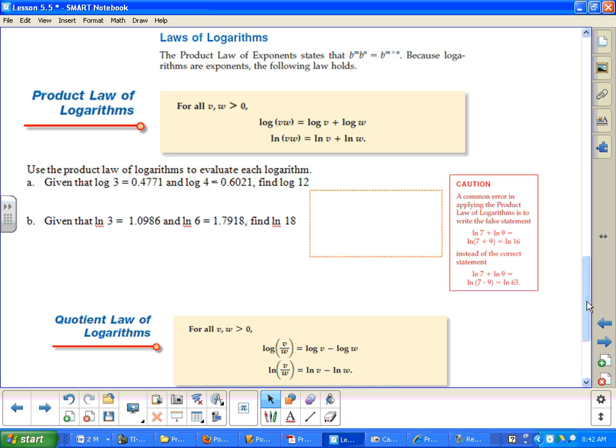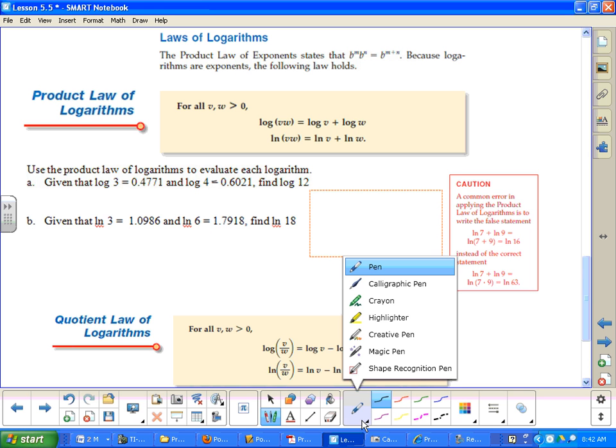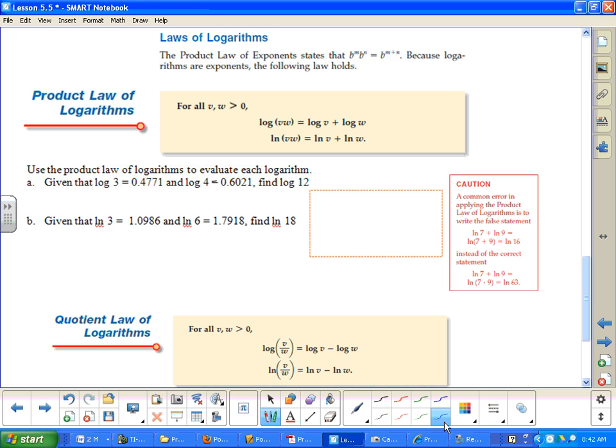All right, here it says use the product law of logarithms to evaluate each one. They tell us that the log of 3 equals 0.4771 and the log of 4 is 0.6021. They want us to find the log of 12. Well, how can I use 3 and 4 to get 12? Multiply them, right? So we can rewrite this as the log of 3 times 4, which is the same as the log of 3 plus the log of 4.